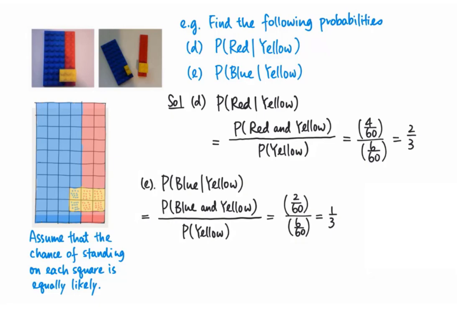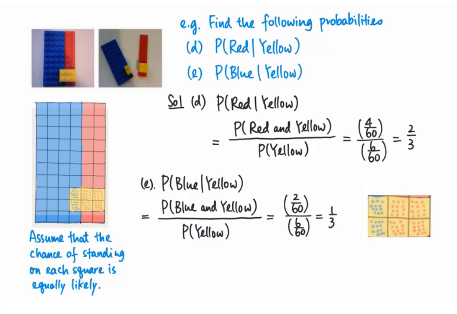Part B, we want to find the probability of blue given yellow, and by this formula, it is equal to the probability of having a square which contains both yellow and blue color divided by the probability that the square contains yellow color. Now, this probability is equal to 2 over 60 because among all the 60 squares, 2 of them have both yellow and blue color on it. Whereas, for this probability, it is equal to 6 over 60. And therefore, the probability is 1 over 3.